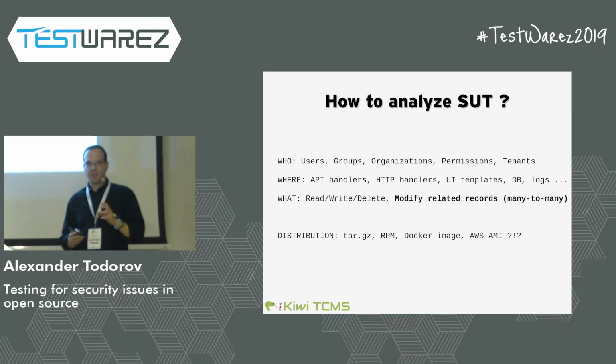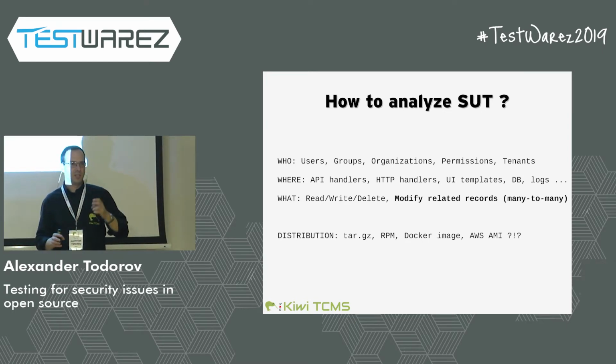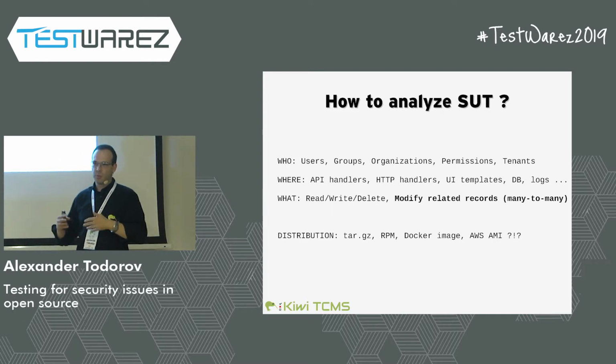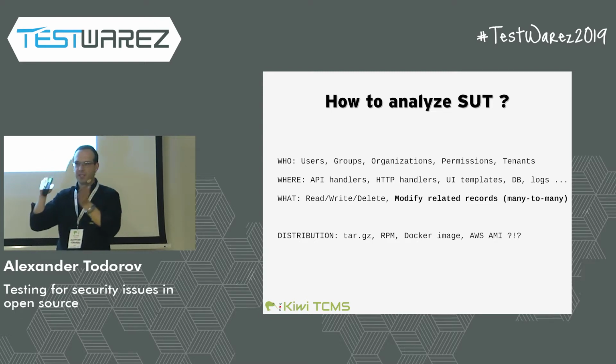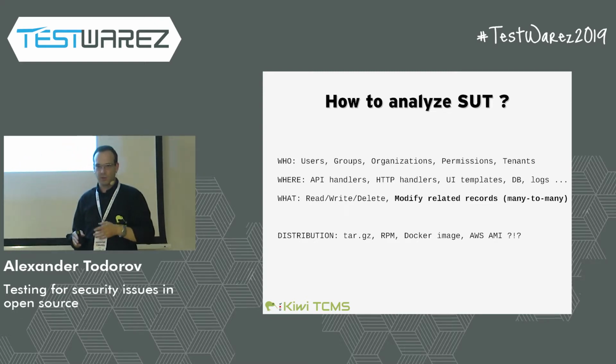And every modern application has all of these properties today. So you have actors in the application: different users, maybe groups, teams, organizations. On top of that, you can have a multi-tenant architecture, which is basically separating different sets of users. So you can start designing testing around that.